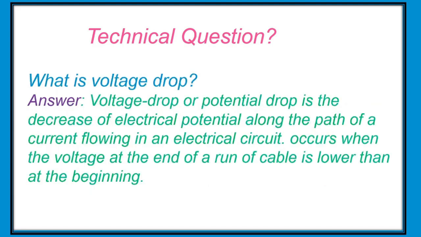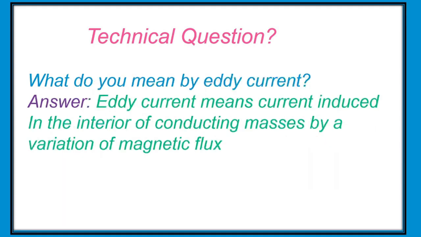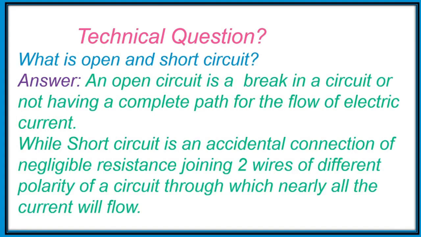What is voltage drop? Answer. Voltage drop or potential drop is the decrease of electrical potential along the path of a current flowing in an electrical circuit. It occurs when the voltage at the end of the run of cable is lower than at the beginning. Eddy currents means current induced in the interior of the conducting masses by variations of magnetic flux.